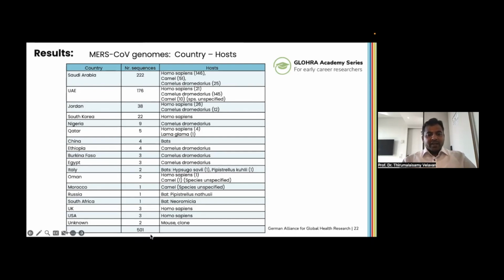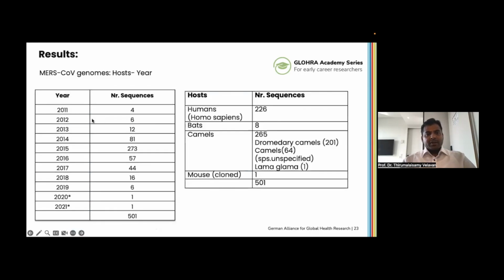These 501 sequences were subjected to phylogenetic analysis. If you look at the distribution across years, most of the sequences deposited in the global databases come from 2015, 2016, and 2014. Among these sequences, 226 come from infections in humans, whereas 265 come from camels as well as from the llama population.